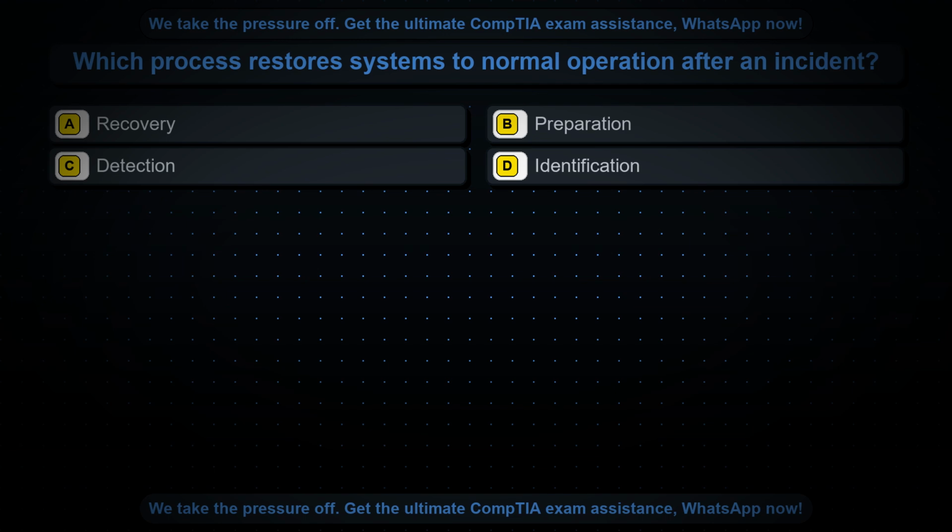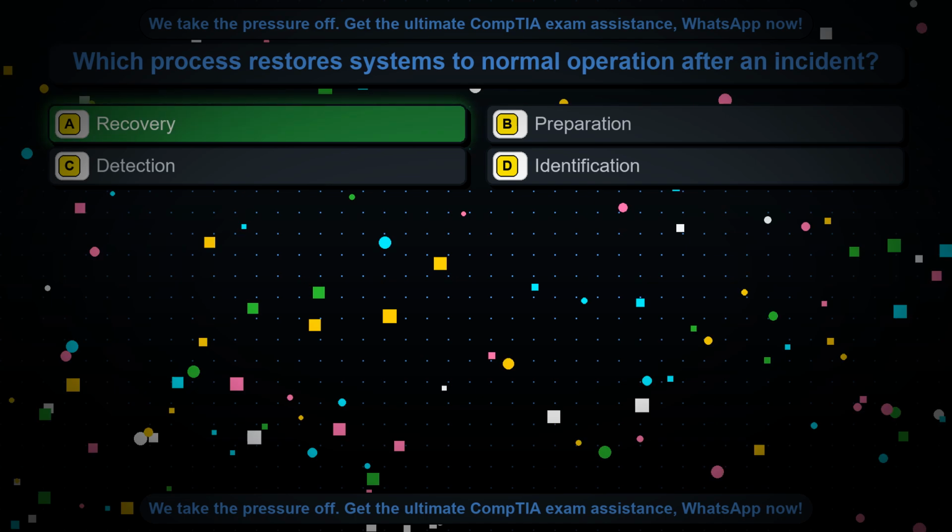Question 17. A security administrator has created a new firewall object for a device with the IP address 192.168.1.64/26. What is the subnet mask in dotted decimal? Option A, 255.255.255.128. Option B, 255.255.255.192. Option C, 255.255.255.224. Option D, 255.255.255.240. The correct answer is option B.